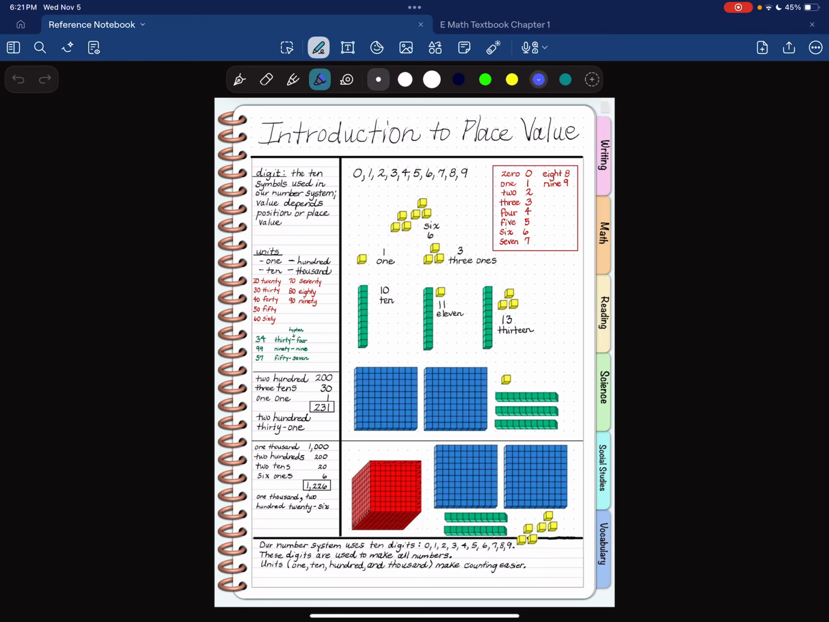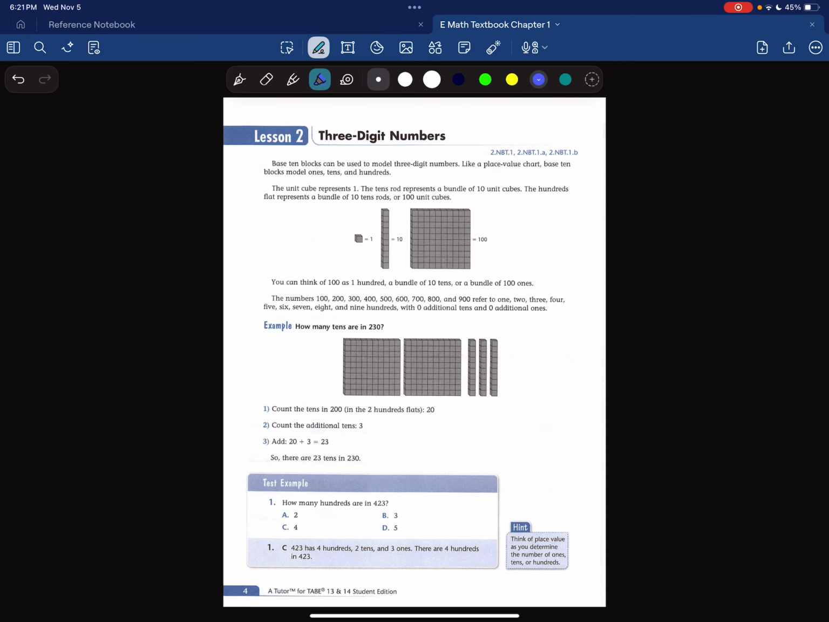Hello there. In this video, we are still working with these notes that you have made in your notebooks, and we are going to practice using these a little bit more. So let's take a look in the textbook at page 4. This is lesson 2, working with 3-digit numbers.